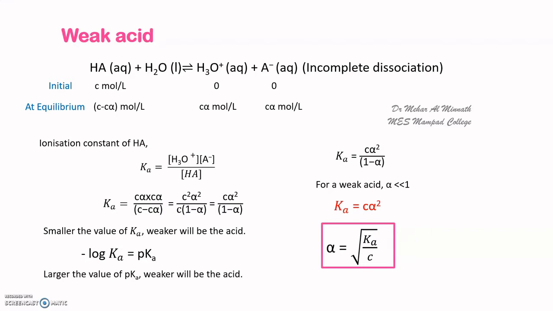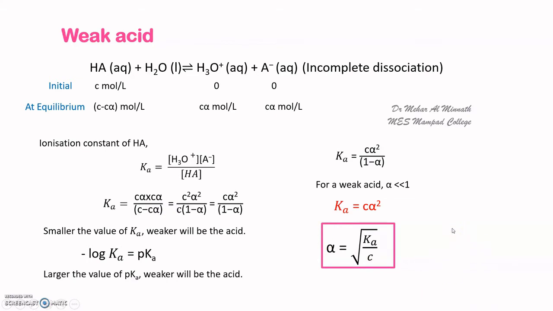Alright, from this we can even calculate the pH value, that is, the concentration of H3O+ can be calculated, from which we can calculate the pH. The concentration of H3O+ will be equal to C alpha. So we can calculate the H3O+ value also. So this is the degree of dissociation for a weak acid.